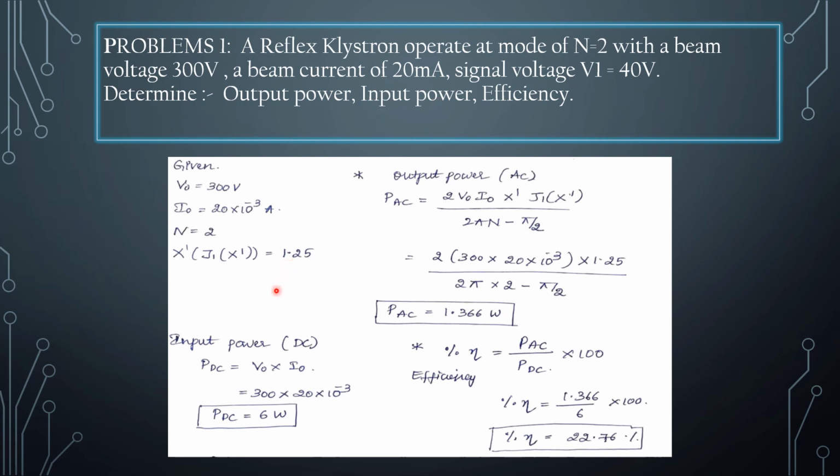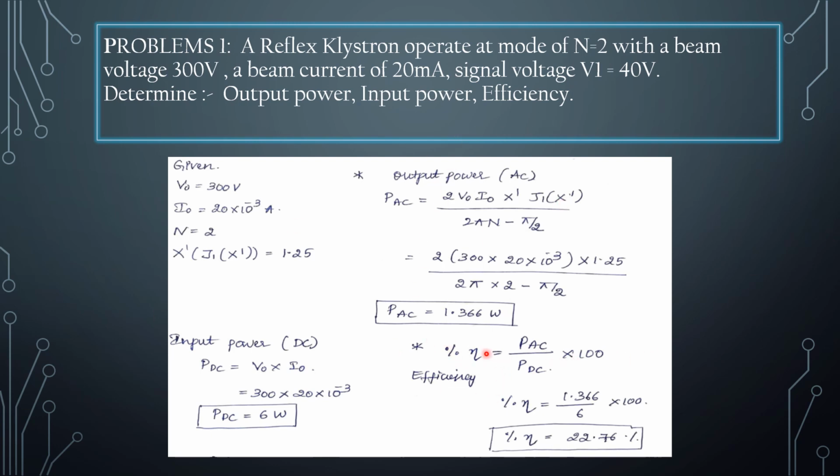As we know, the reflex klystron will be fed with an input power as DC. So the power of a DC current is the product of V0 and I0. The given value of V0 is 300 volts and the given value of I0 is 20 into 10 power minus 3 ampere. So when we solve this, we will get the power of a DC current as 6 watts. And the last one is the efficiency.